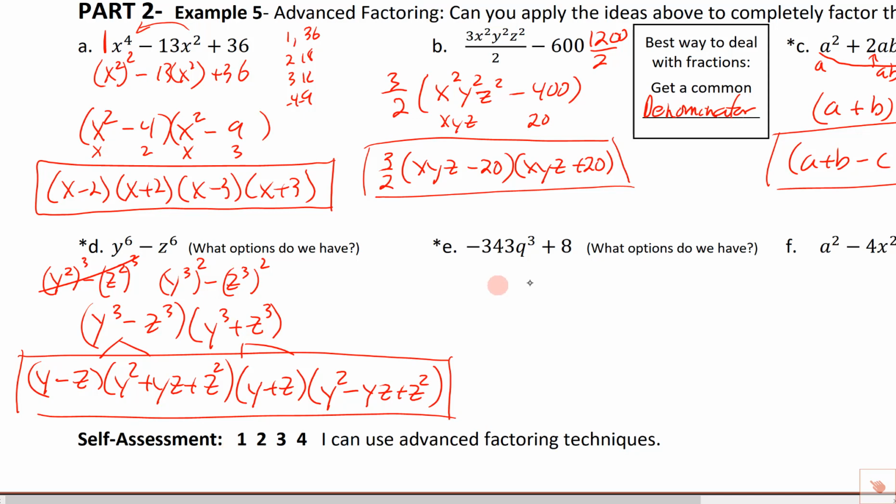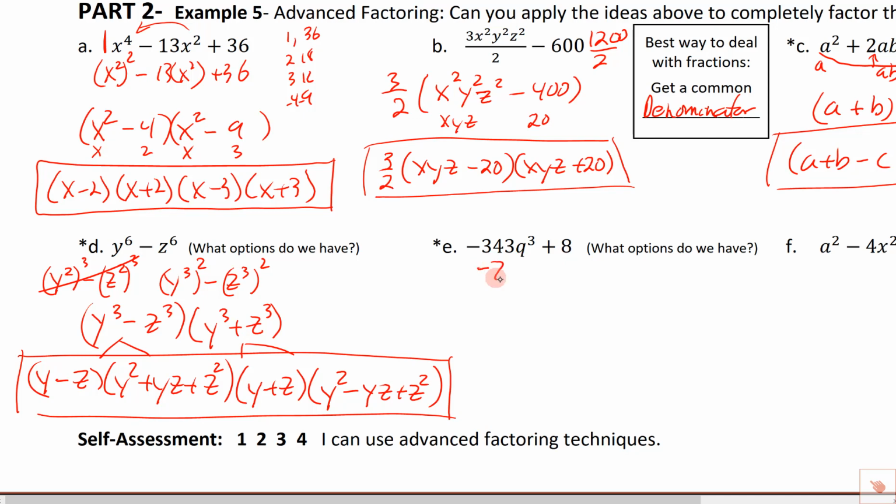So let's take a look at the next one here. On this one, we've got a negative 343q to the third. So the fact that this is to the third clues us in that this is probably going to be either a sum of cubes or a difference of cubes. We could actually treat this as a sum of cubes. So I've got a couple of options here.